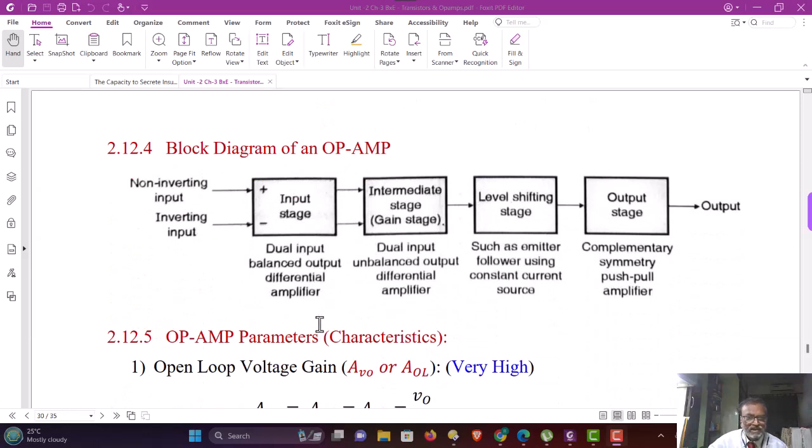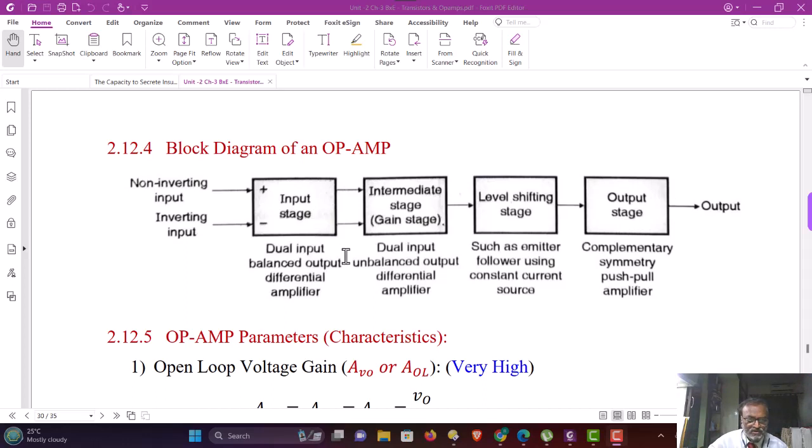The basic block diagram of an operational amplifier is shown in the figure. It is basically a multi-stage amplifier. In the figure, we are observing there are two inputs, the inverting input and the non-inverting input, and the output terminal here. The four stages are the input stage, the intermediate or gain stage, third is the level shifting stage, and fourth is the output stage.